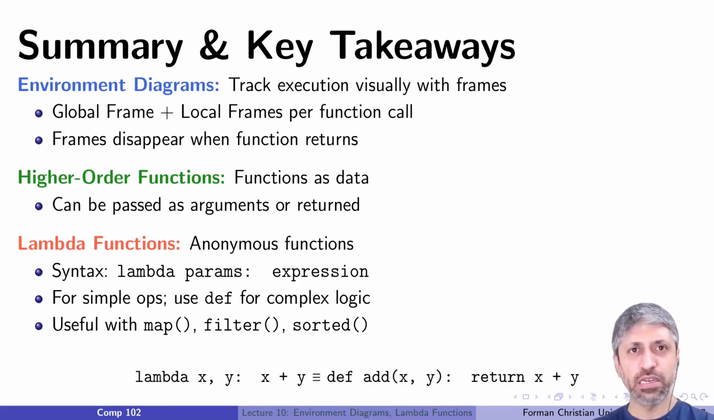So let's wrap it together. Environment diagrams let you trace execution visually. Every program has a global frame. Each function call creates a local frame, and those frames get destroyed the moment the function returns. Higher-order functions are built on one simple idea: functions are data. You pass them around and return them just like numbers or strings. Lambda functions are anonymous one-liners with the syntax lambda, a list of comma-separated parameters, a colon, and then a single expression. This is perfect for quick jobs, but reach for the full def syntax when things get more complex.